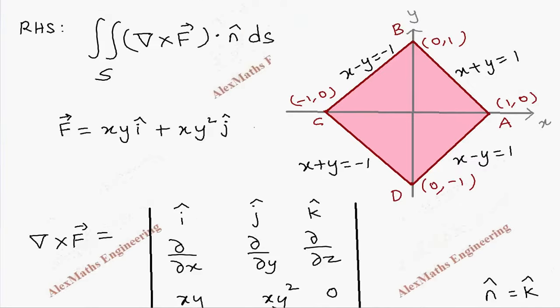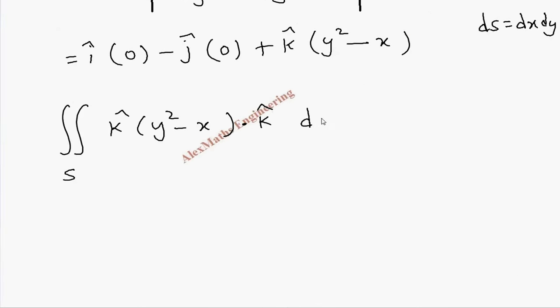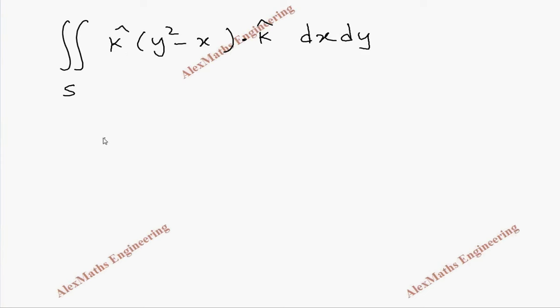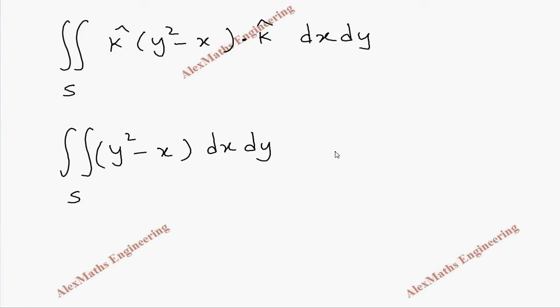So instead of this we can write dx dy. So finally k · k is 1. So the double integral over S of (y² - x) dx dy.